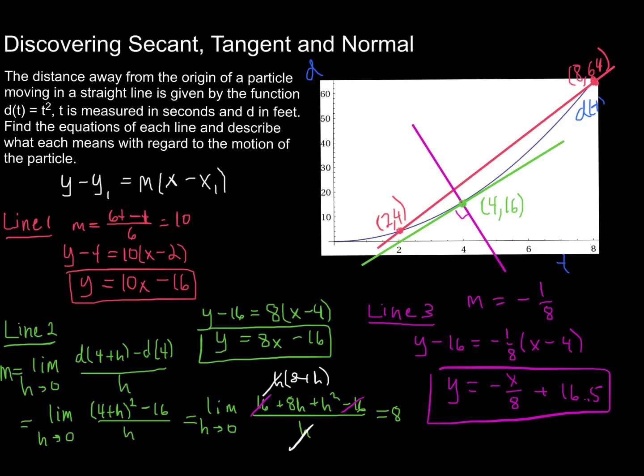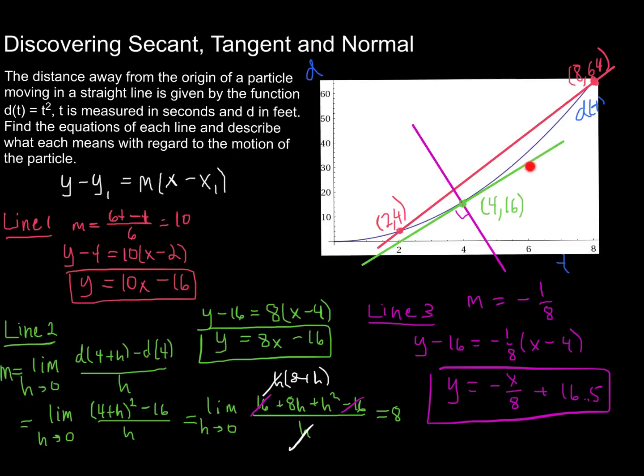Okay, so now it's time to tell ourselves what the names of these lines are. So the red line is what's called the secant line. And a secant line is just a line through any 2 points. Okay, so the secant line, very, very simple, resembles the average rate of change, right? Line 2 is what we call a tangent line.